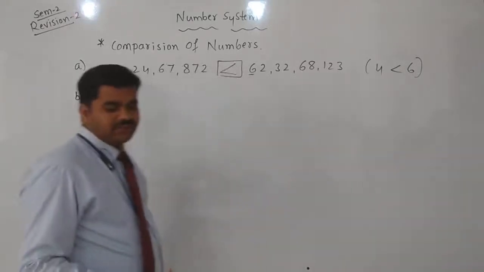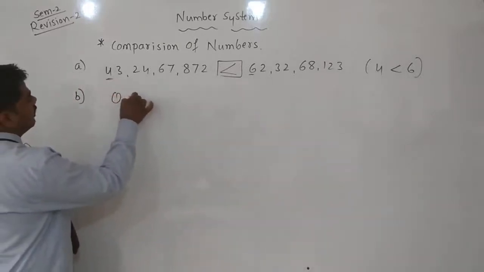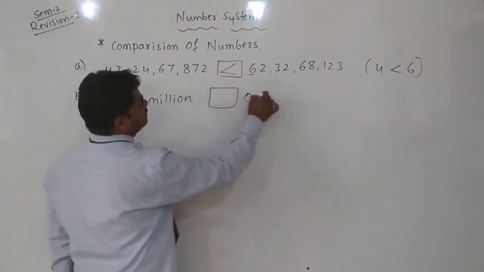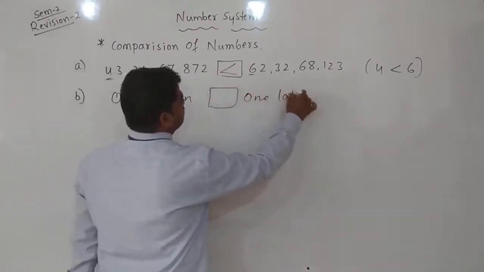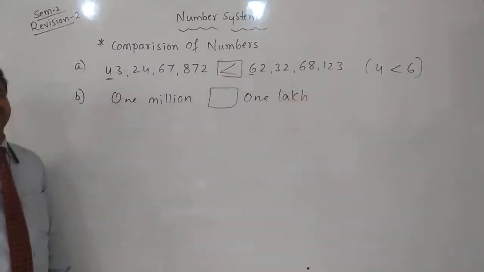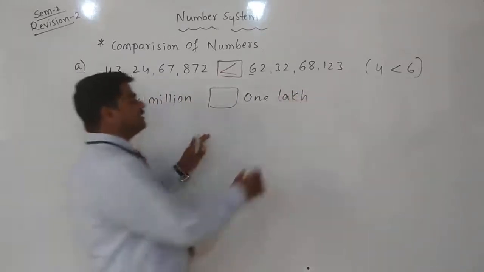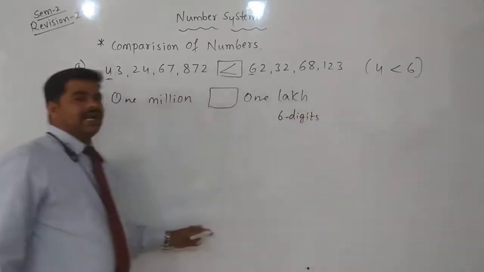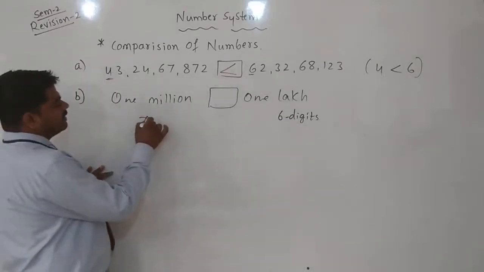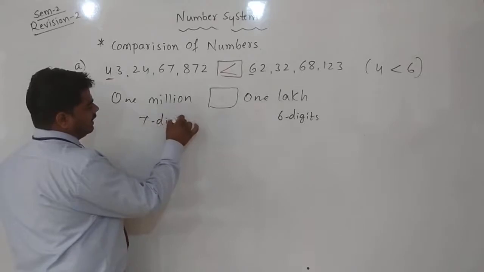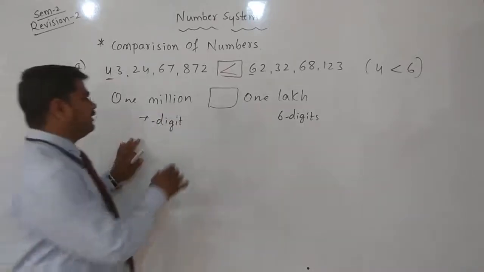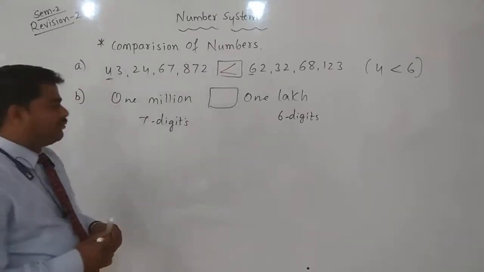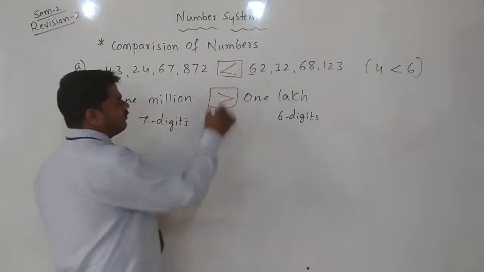1 million and 1 lakh. We will write 1 million, compare with 1 lakh. We know 1 lakh has how many digits? Good. It has only 6 digits. Then 1 million, very good, 7 digits. Then the higher digits value is greater than the lesser digits value. Automatically we can write 1 million is greater than 1 lakh.